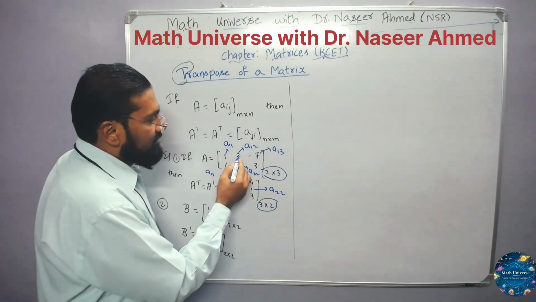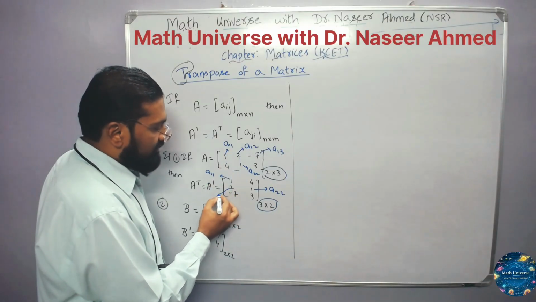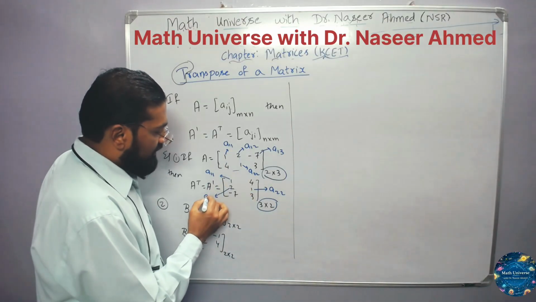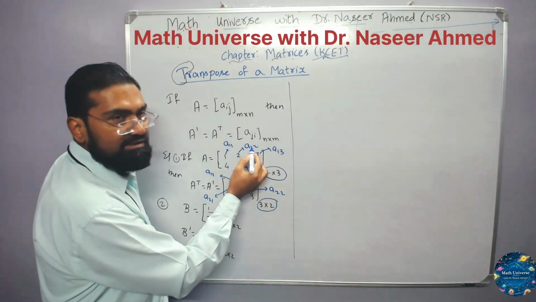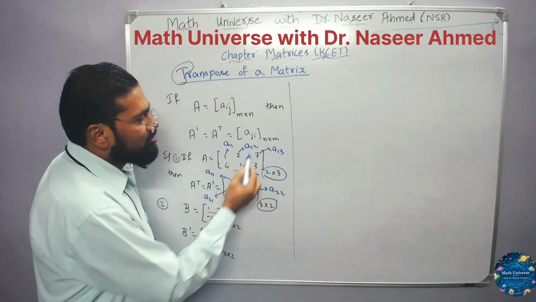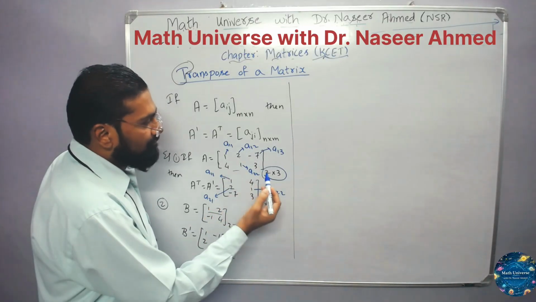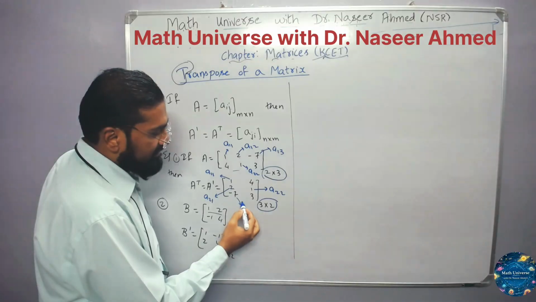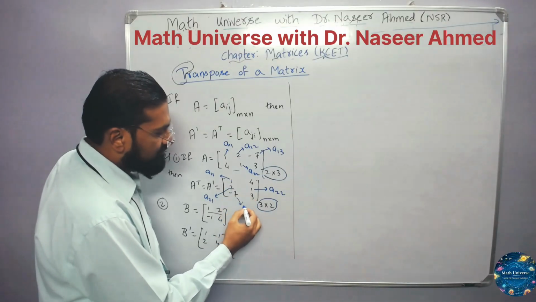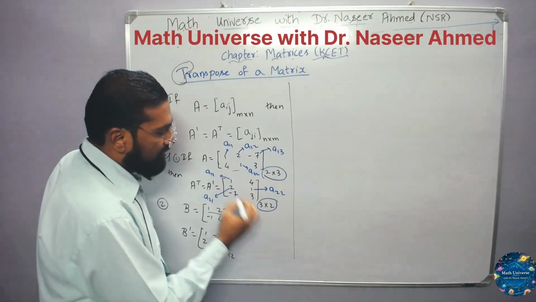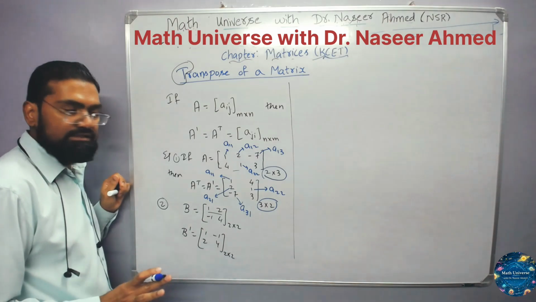Now here you see this 2 which is present here. The location of this 2 is second row and first column, so A21. So whatever the location was there, it has got exchanged. So A12 became A21. Similarly, you see minus 7. Minus 7 is there here. This is the third row and first column, so A31. Okay, I hope this point is clear.